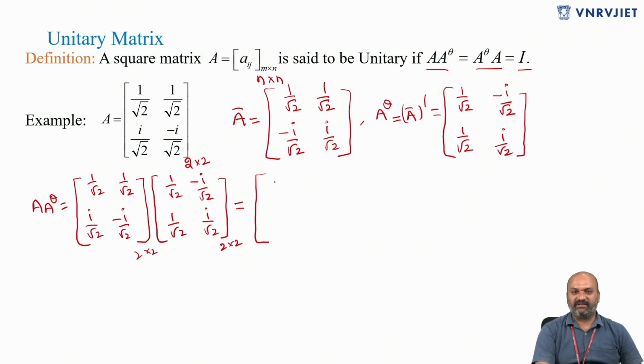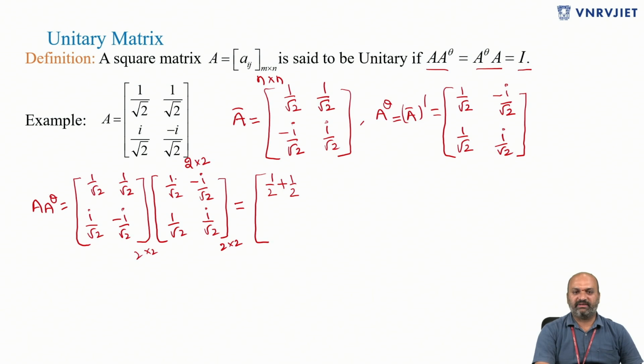Now how do we get the first row, first column element? By multiplying the corresponding elements of the first row of the first matrix with the first column of the second matrix. That is 1 by root 2 into 1 by root 2, which is 1 by 2, plus 1 by root 2 into 1 by root 2, which is also 1 by 2. So 1 by 2 plus 1 by 2.